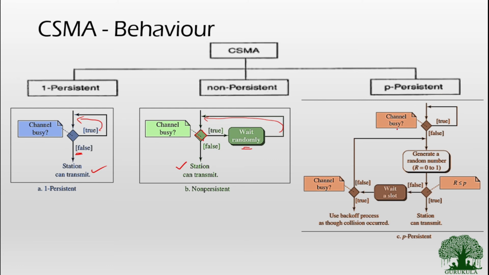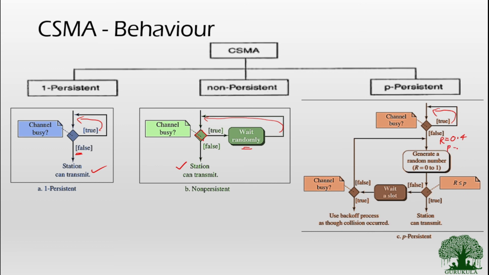So it will first check whether the channel is busy, and if the channel is busy, it will keep on sensing the channel until it becomes free. Once the channel is free, it will generate a random number r that lies between 0 and 1. For the first case, let us assume that r is equal to 0.4, and then it will check whether it is greater than or lesser than the p value. So what is the p value?